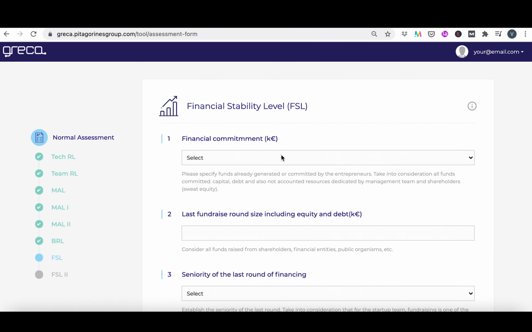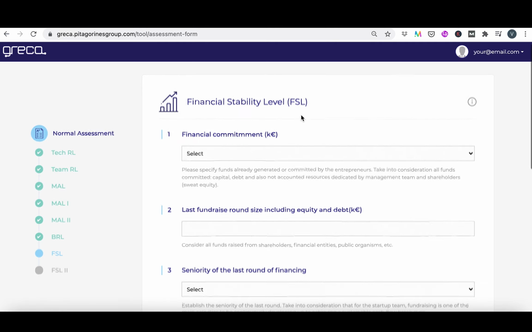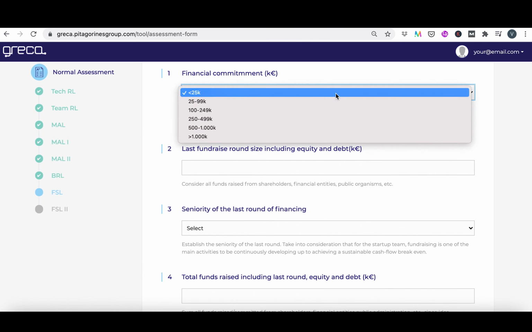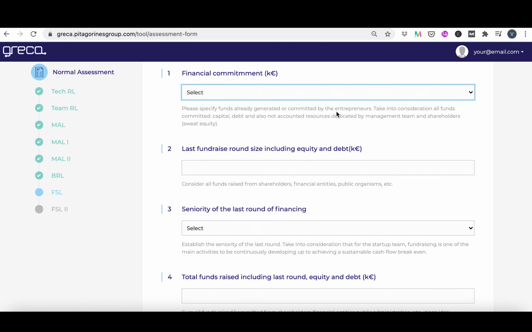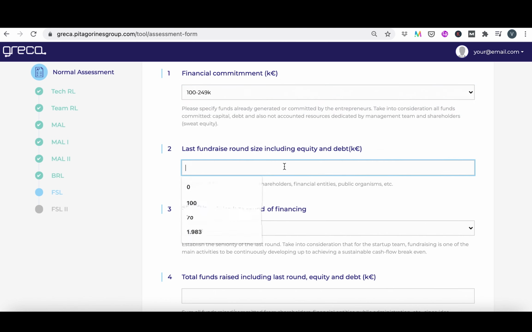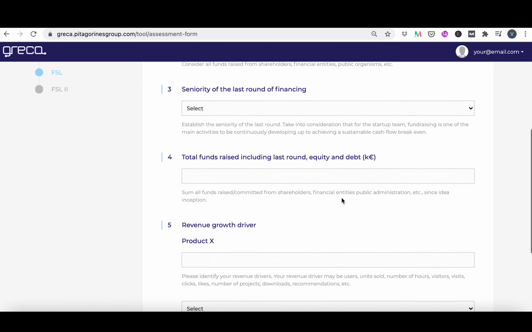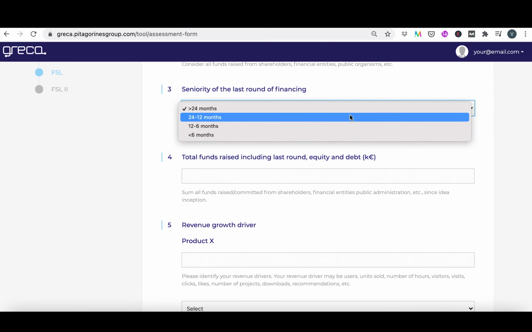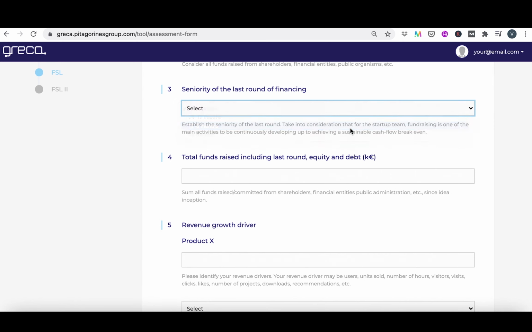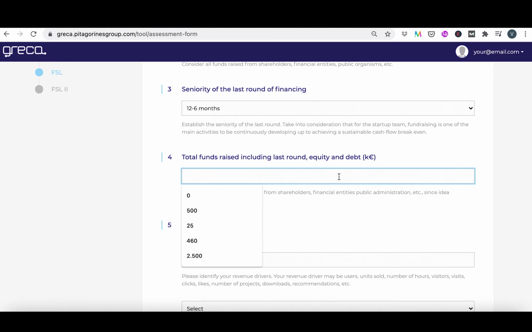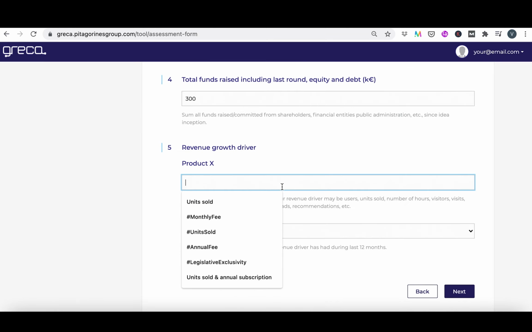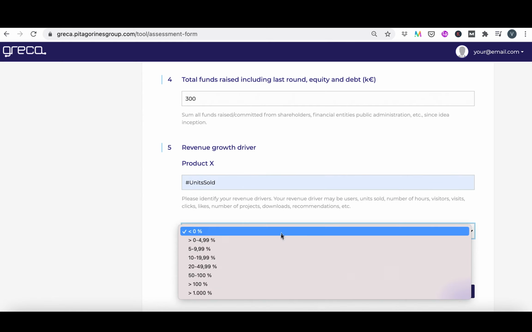To conclude, we must provide certain financial information that determines our financial stability level, such as the funds contributed by the entrepreneurs of the project, the volume of the last round of financing, whatever its origin is, the age of this last round, the total funds raised for the project, and we must also identify our revenue growth driver, as well as its evolution over the last 12 months.